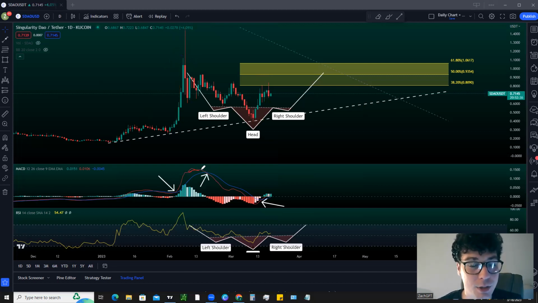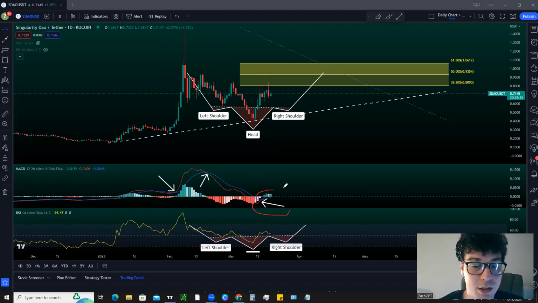Now over here is going to be the exact opposite, where this red line crosses below the blue line. Ultimately, this is going to be an exit signal. And you see we get that exit signal right over here, right around 0.93. We get a strong move to the downside, back down to the 0.42, 0.43 region on SDAO. So, using the MACD can be pretty efficient.